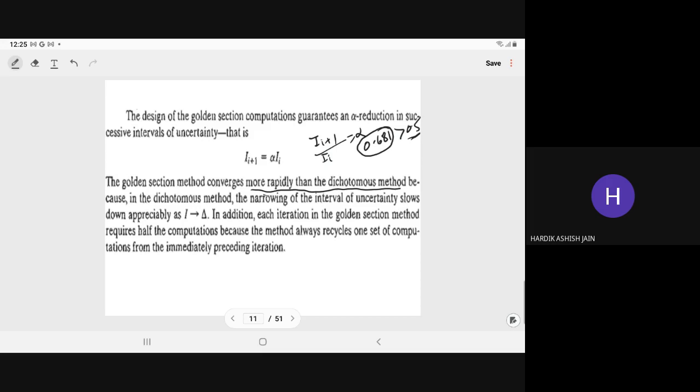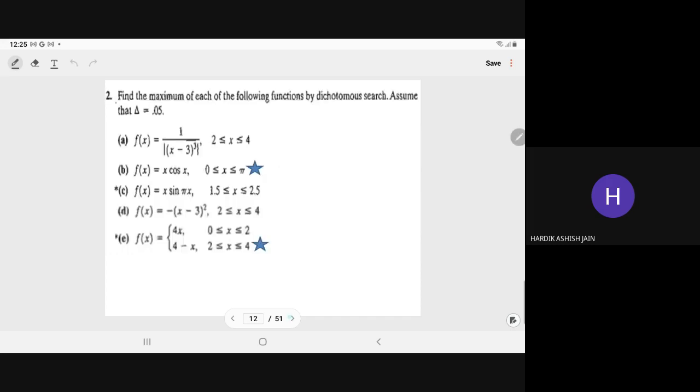Clear this part? Anything you want to ask?